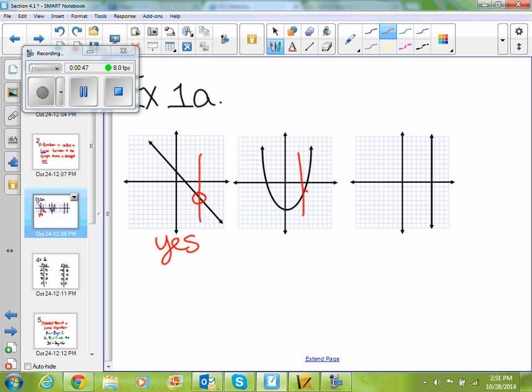Okay, does this one pass my vertical line test? Yes, it only touches once, but is it a straight line? No, it's not a straight line, so is it a linear function? No. Okay, very good.